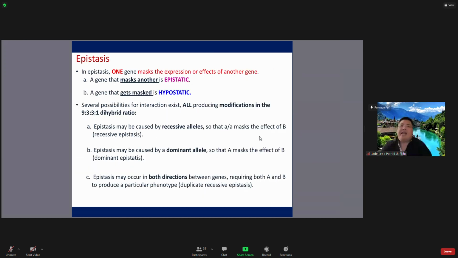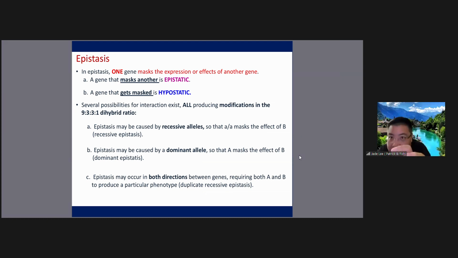Okay, satu lagi ialah epistasis. Okay, epistasis ialah one gene mask the expression or effect of another gene. Okay, the gene that masks another is what we call epistatic. A gene that get masked is what we call hypostatic. Boleh faham tak? Boleh. Okay, so if A masks the B, so A is called epistatic. If A get masked by gene B, we call that gene is what we call hypostatic.